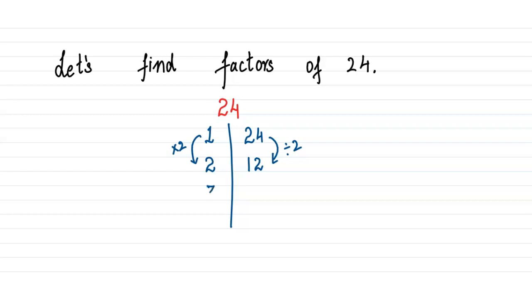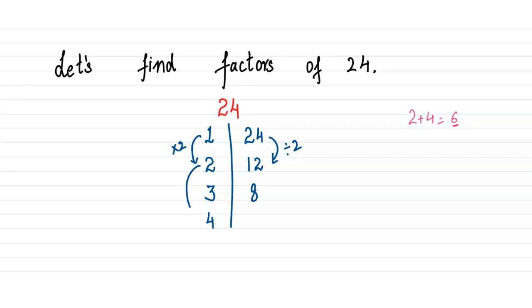Now let's check with 3. 2 plus 4 is 6, and 6 is a multiple of 3. So 24 also has a factor of 3, and we know 3 times 8 is 24. Now 4.